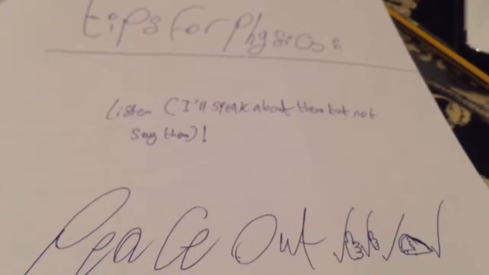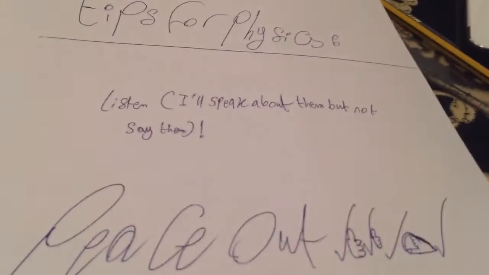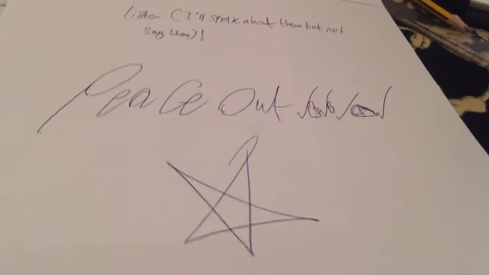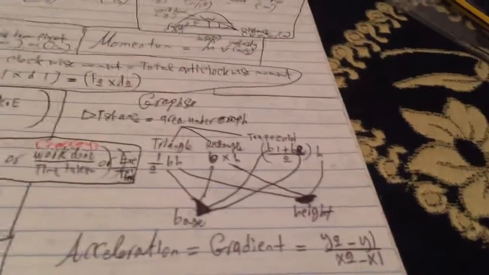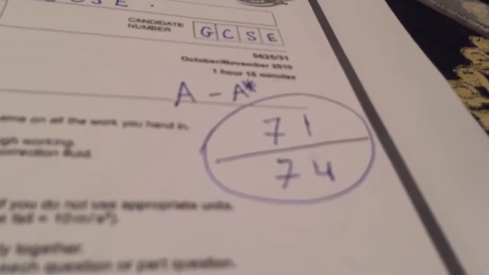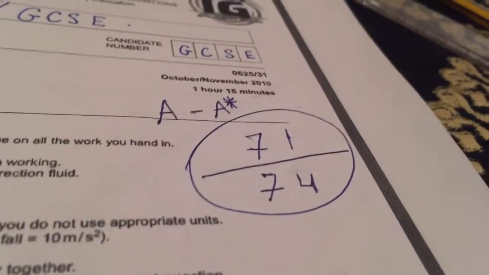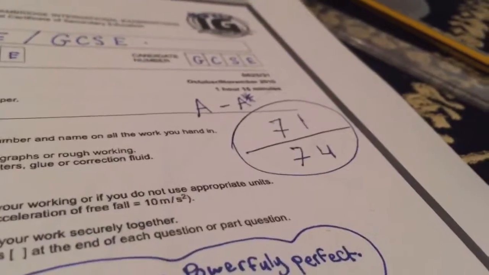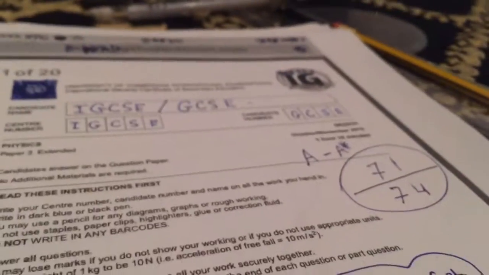Congratulations. So now, tips for physics. The exam is done. I got 71 out of 74, which is from A to A star. I don't know if it's A or A star, but that's the range, I'm sure. So let me tell you about tips in physics.